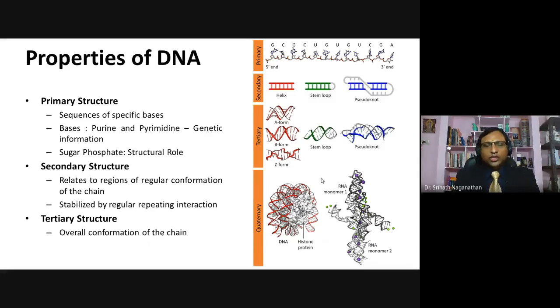In the quaternary structure, they are assembled in a very complex manner. We have histone proteins like H2A, H2B, H3, and H4, and over them, DNA makes a coiling and forms a supercoiled structure. This nucleosome structure is present in the chromosomal model. And RNAs usually have a quaternary structure in a very complex manner, which moves here and there in the cytoplasm of prokaryotes as well as eukaryotes.